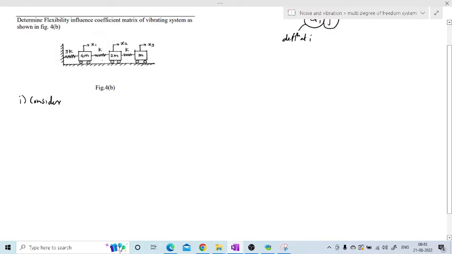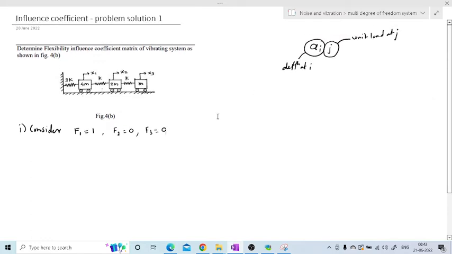First we'll consider unit force at mass 1. So consider unit force at mass 1, means force value at mass 1 that I am going to consider is 1. So the force at 2 will be 0 and force at 3 will be 0. So in first condition, we have considered that the force at 1 is 1 and force at 2 and 3 is 0, because we will have to apply unit load. Unit load means unit force at any one mass. So we have considered for first mass.